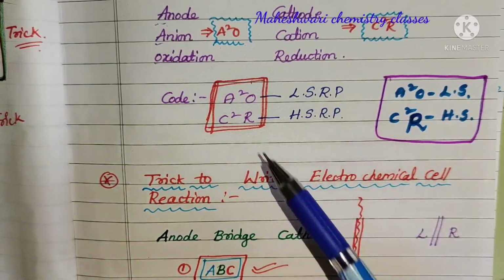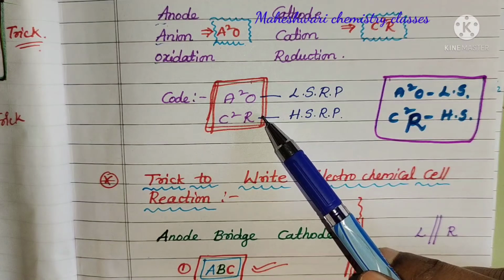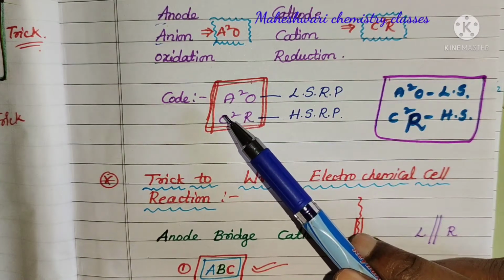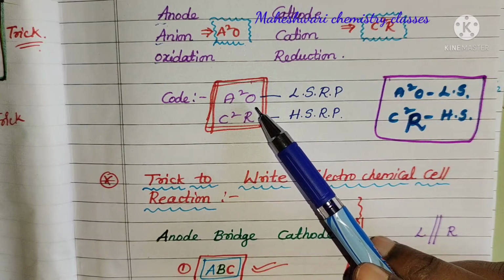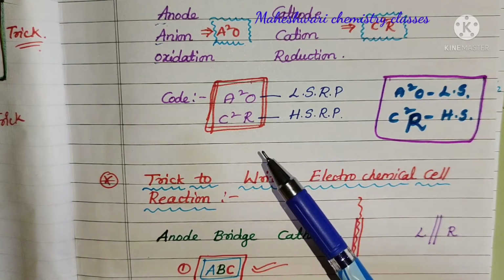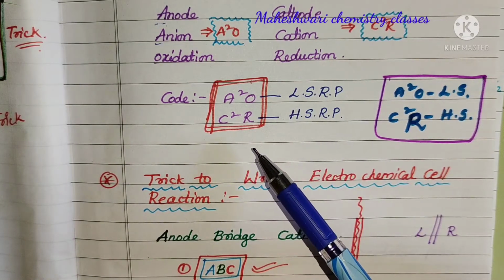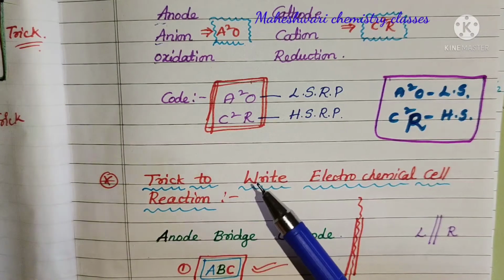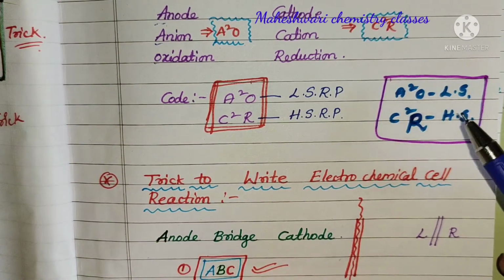So A square O is nothing but anode, anion, oxidation, especially at the anode. Anions are present, and their oxidation reaction occurs. But when a question is asked directly, some students may have doubt about which is anode and which is cathode. Due to that reason I created this trick box.